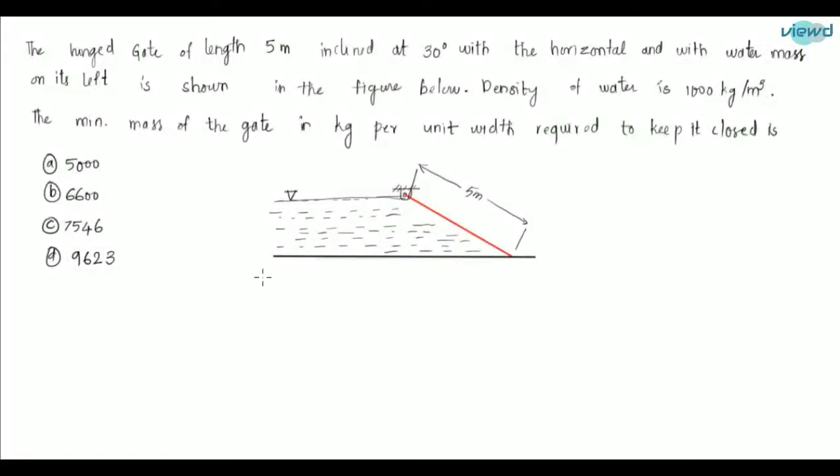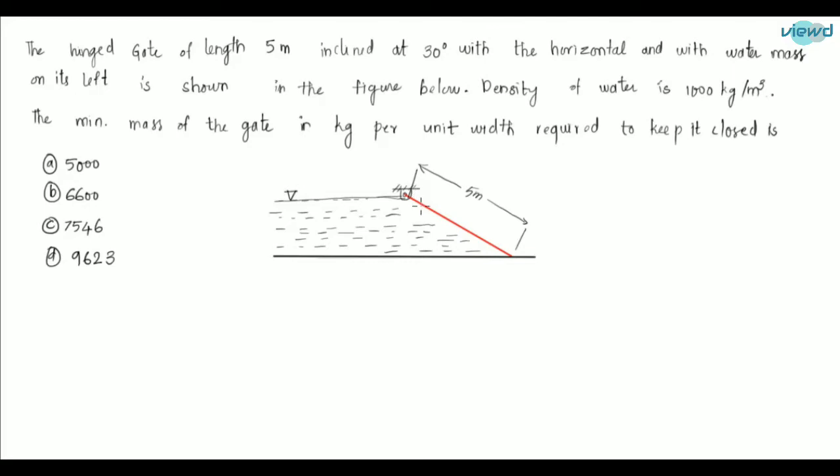Now let us see a problem on how this hydrostatic force is applied. The problem is: the hinged gate of length 5 meter inclined at 30 degree with the horizontal and with water mass on its left is shown in the figure. This is the figure, and the density of water is 1000 kg per meter cube. Minimum mass of the gate in kg per unit width required to keep it closed is.